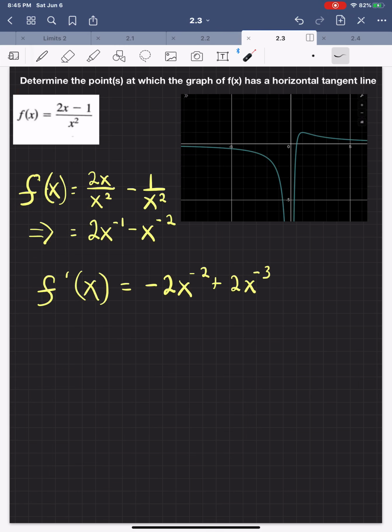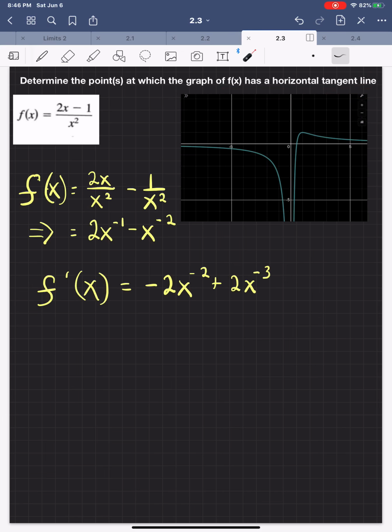So let's read. It says, determine the points at which the graph of f has a horizontal tangent line. Notice this question is not find the equation of the tangent line. It's determine the points at which the graph has a horizontal tangent line.